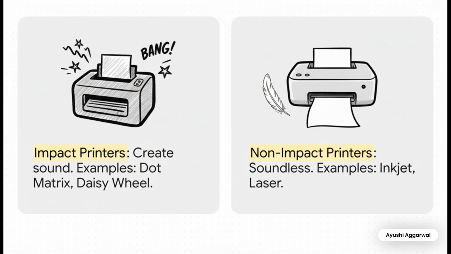Now, let's talk about the types of printers, because this is a huge exam topic. First, you have impact printers. These are the ones that make a noise while printing, like an old dot matrix printer. Then you have non-impact printers, like inkjet and laser printers, which work almost silently. You absolutely have to remember this difference.